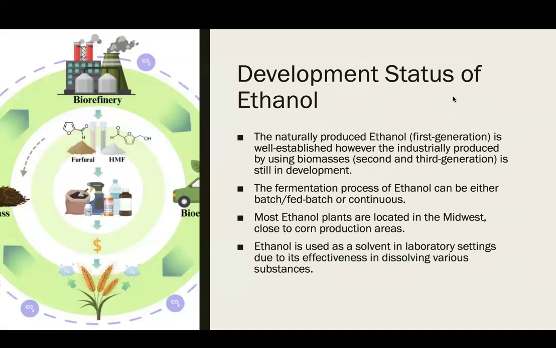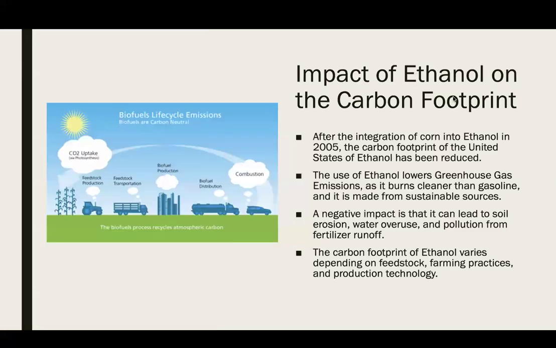The development status of ethanol. The naturally produced ethanol, first generation, is well established. However, the industrially produced by using biomasses, second and third generation, is still in development. The fermentation process of ethanol can be either by batch, fed batch, or continuous. Most ethanol plants are located in the Midwest, close to corn production areas. Ethanol is used as a solvent in laboratory settings due to its effectiveness in dissolving various substances.